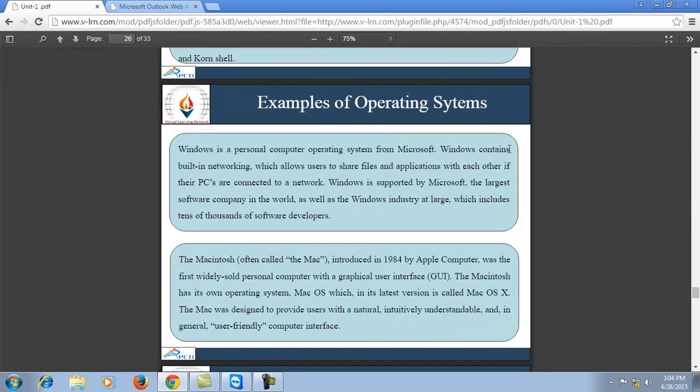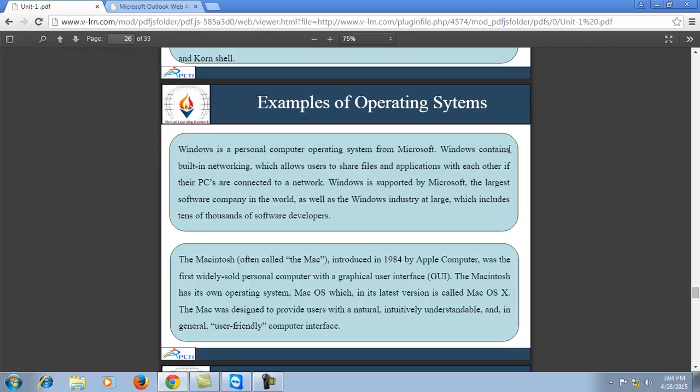Windows is a personal computer operating system from Microsoft. Windows contains built-in networking which allows users to share files and applications with each other if their PCs are connected to a network. It also has the capability of sharing data and content, but the PC should be physically connected with other systems, or it has some Bluetooth or other physical devices for establishment of the network.